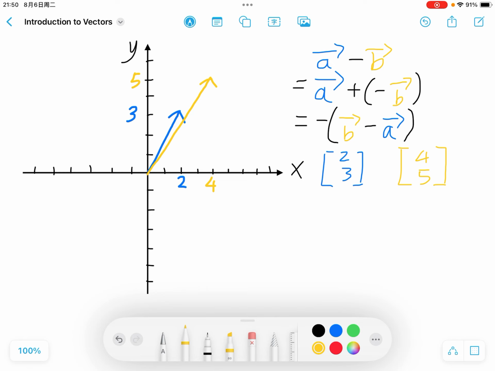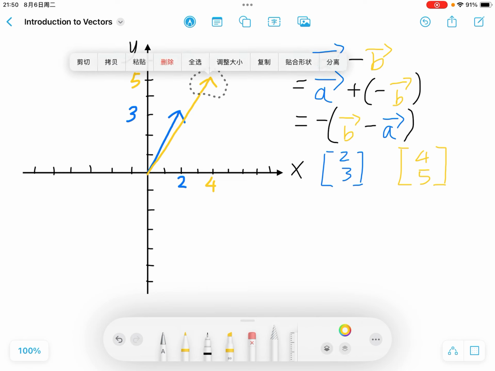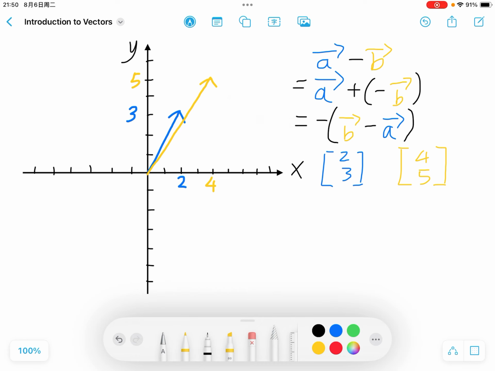Okay, so we have two vectors now. We have vector A, vector B. We wanna subtract vector B from vector A. So how do we do this? Basically, we know that we have to add the opposite. So we have to add negative vector B to vector A. So what's negative vector B? Negative vector B is actually just -4, -5. So we have 1, 2, 3, 4, -4. 1, 2, 3, 4, 5, -5.